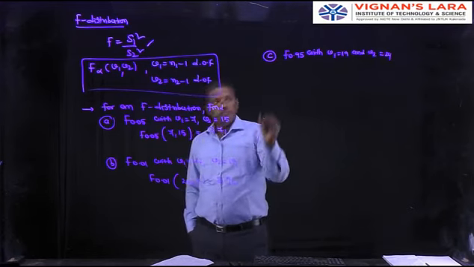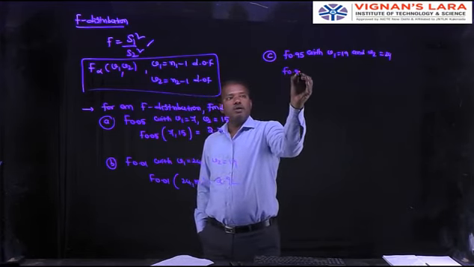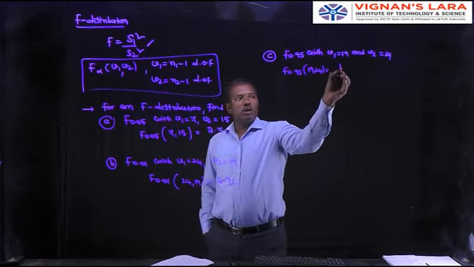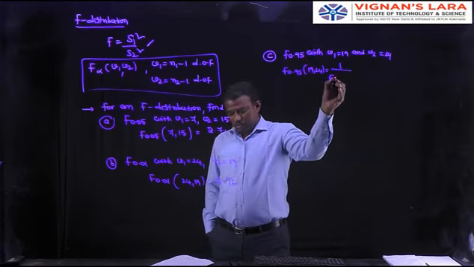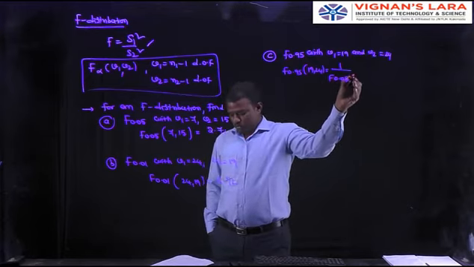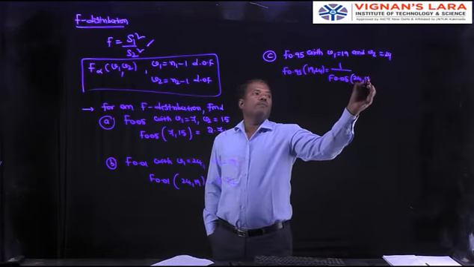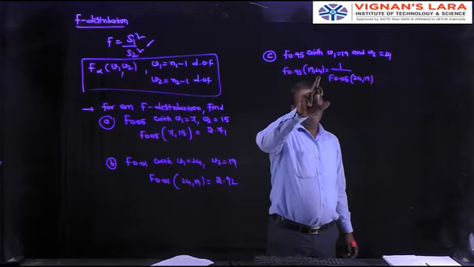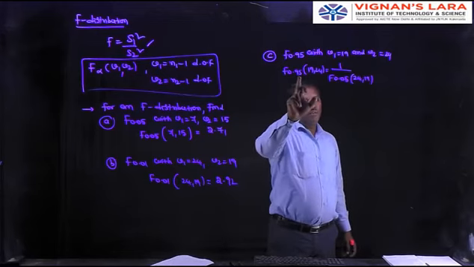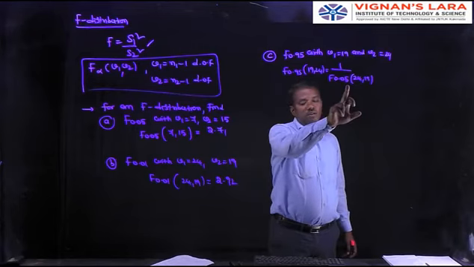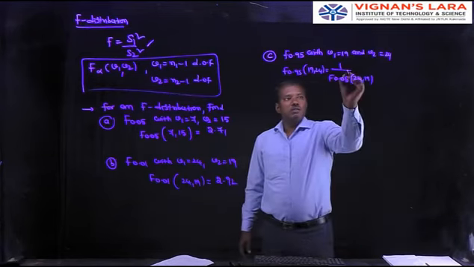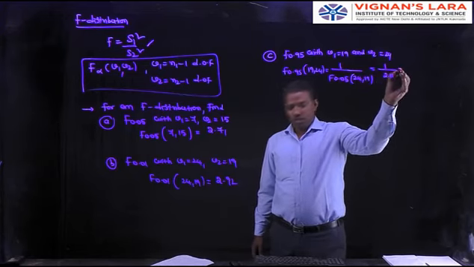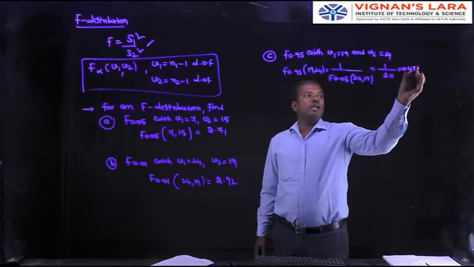For this one, F 0.95 at 19 comma 24 is nothing but 1 by F suffix 0.05 with 24 comma 19. F suffix 0.95 19 comma 24 is 1 by F 0.05, since 1 minus 0.95 is 0.05, with 24 comma 19 reversed. From the table, this value is 1 by 2.11, that equals 0.473933.